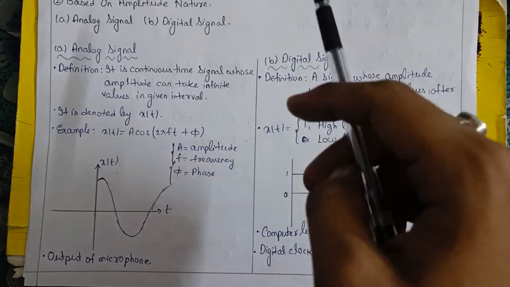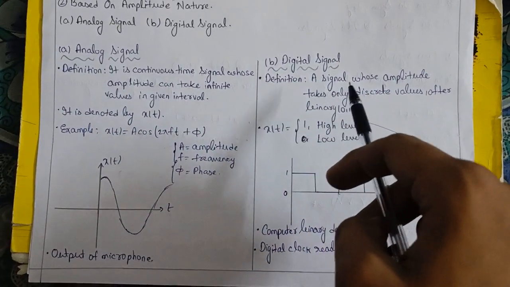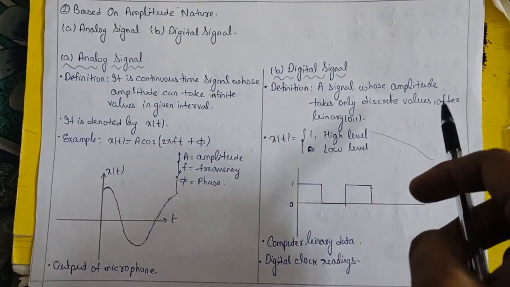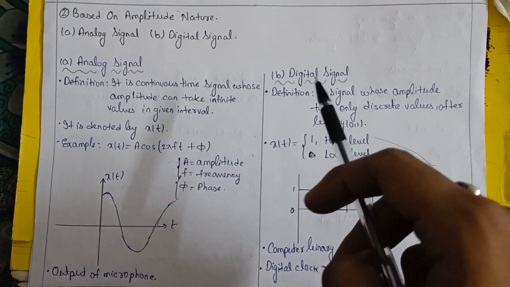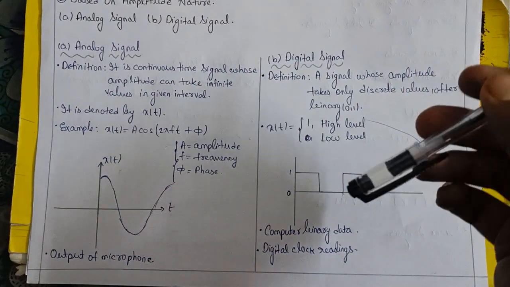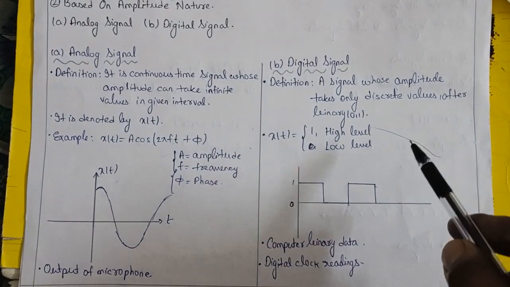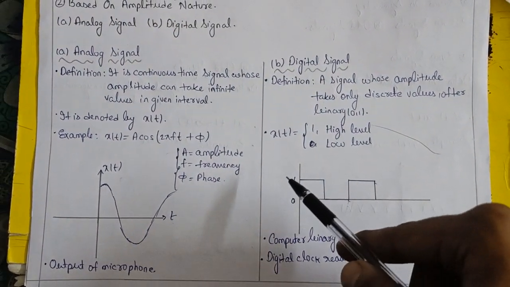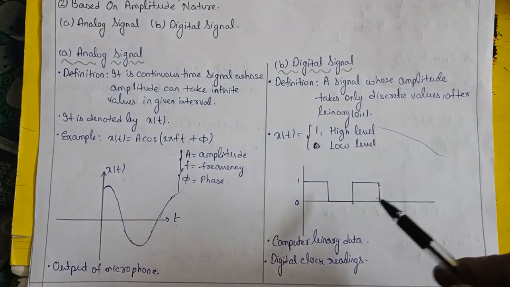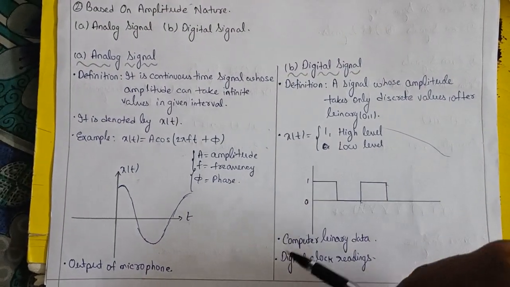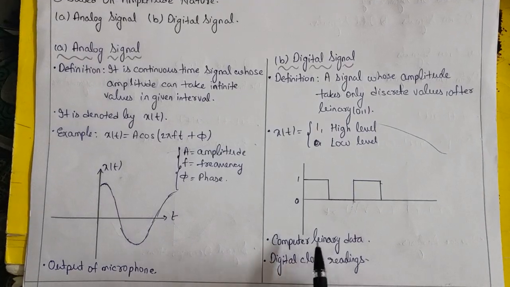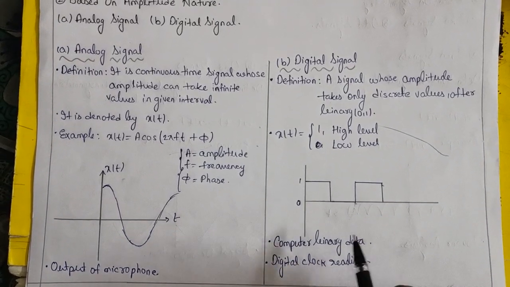Now, digital signal. Definition: a signal whose amplitude takes only discrete values, like binary 0 and 1, where x(t) is equal to 1 on the high level and 0 on the low level. As you can see on the graph, it is either 1 or 0, nothing between them. It is used in computer binary data and digital clock readings.